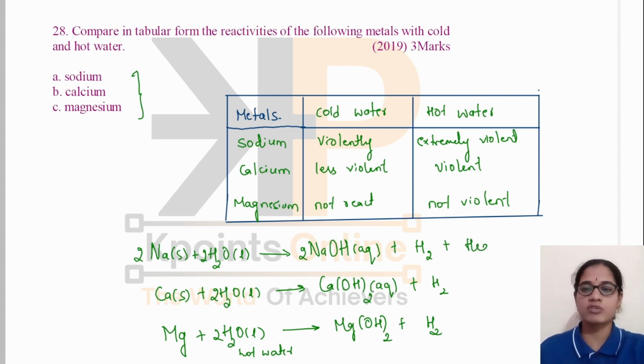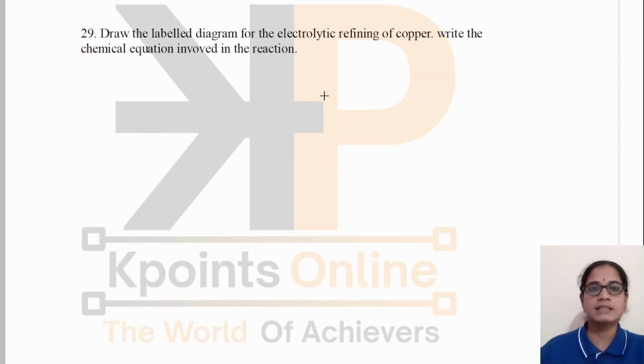And there is a liberation of a large amount of heat here. Then draw the labelled diagram for the electrolytic refining of copper. Write the chemical equation involved in the reaction. Yes, we have to draw the diagram for the electrolytic refining.